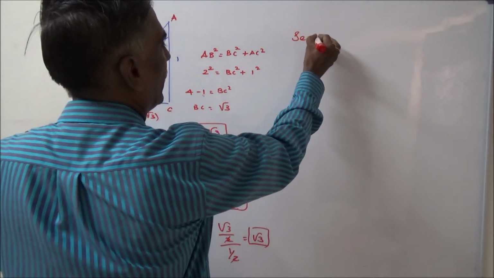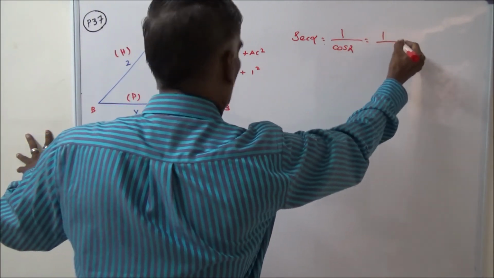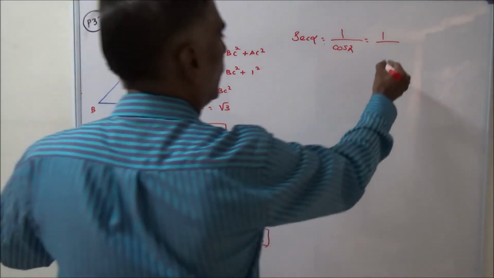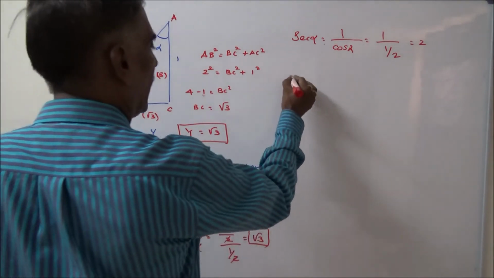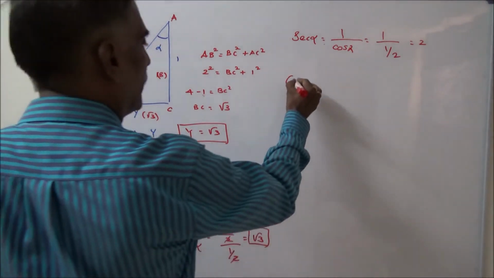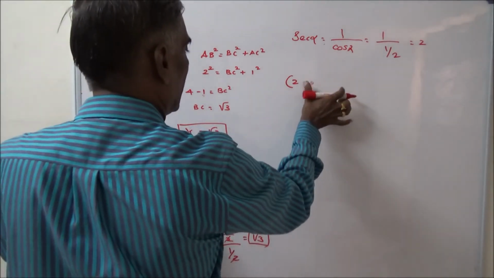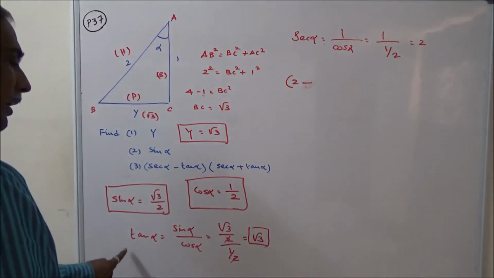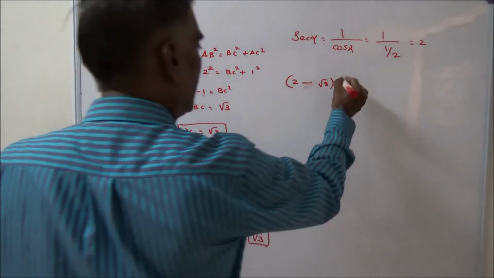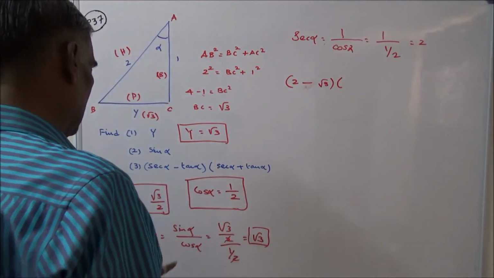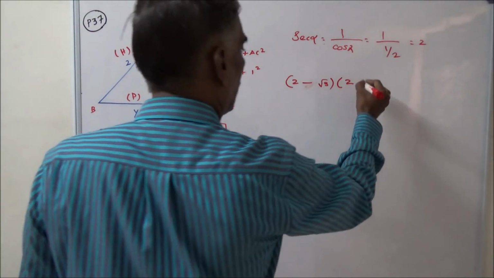Next I can calculate secant alpha. Secant alpha is equal to 1 by cos alpha. Cos alpha is 1 by 2. So that is equal to 2. So the third question: secant alpha minus tan alpha, this is minus, not plus. Tan alpha is root 3. Into secant alpha plus tan alpha. Secant alpha is 2, plus tan alpha, plus root 3.